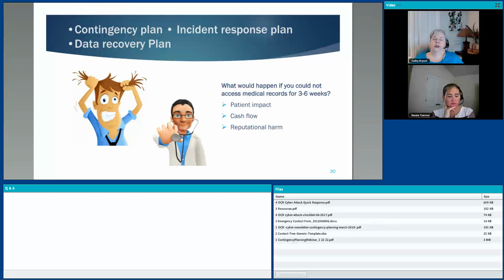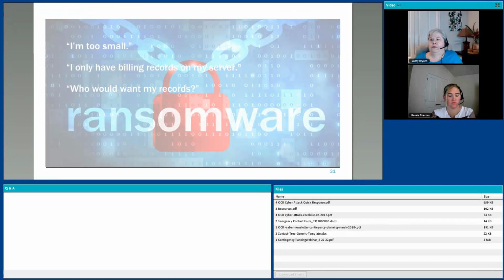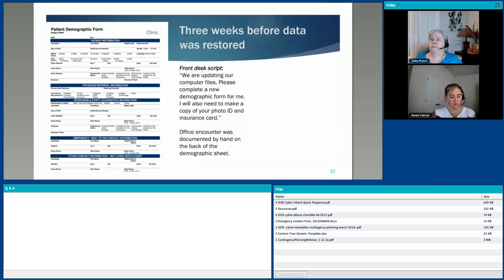So, what would you do if you could not access your medical records for, say, three to six weeks? What would the impact be on patients? What would the impact be on cash flow and reputational harm? We continue to hear, "I'm too small. I only have billing records on my server," or "Who would want my records?" And the answer is the threat actors. And the current tool that they use most often is ransomware, or a ransom attack.